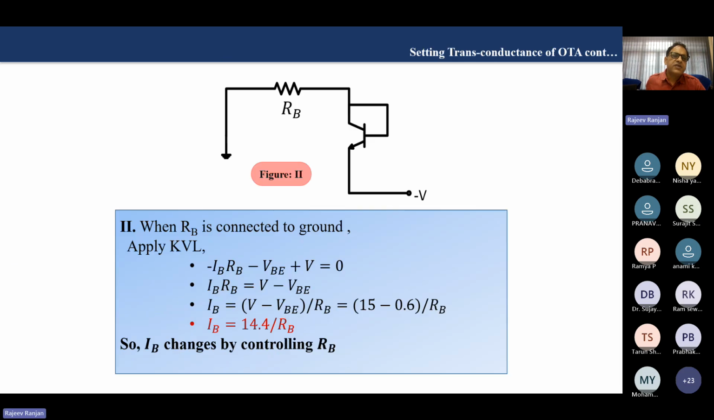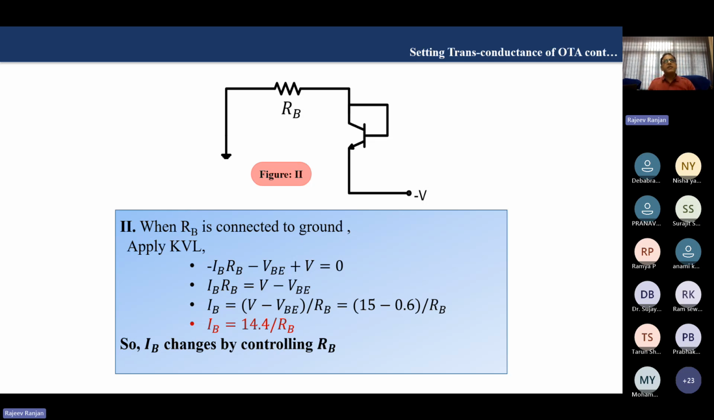Now the next one: if you connect RB to ground or minus VB, and apply Kirchhoff's voltage law to that circuit, we get minus IB RB minus VBB plus V equal to 0. So IB RB equals V minus VBB, so IB equals (V minus VBB) divided by RB. Let us suppose V equals 15. So (15 minus 0.6) divided by RB, so IB equals 14.4 divided by RB. So IB changes by controlling this RB.